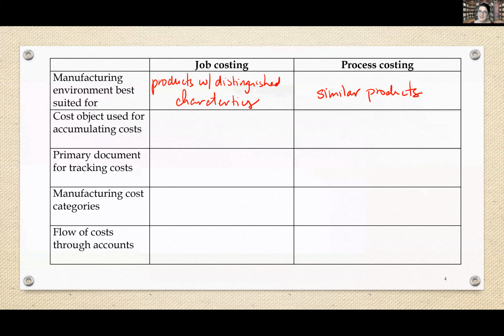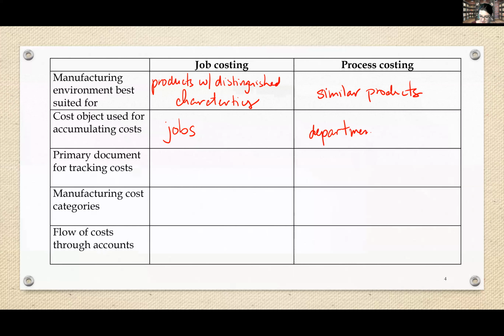When it's that continuous process over a period of time, the cost object that we're going to use for accumulating costs is going to vary a little bit. When we're doing job costing, we're accumulating costs to specific jobs, this instrument, this client. When we're doing process costing, we're going to be allocating those costs to a process or a department.